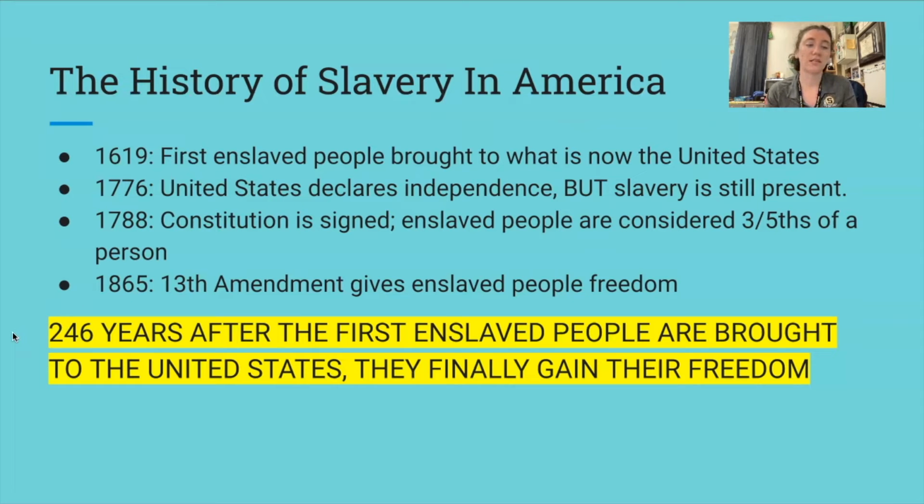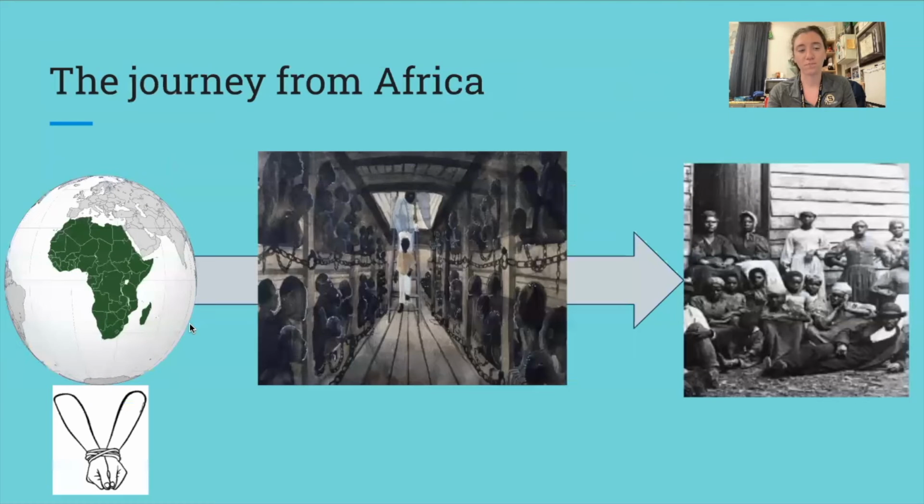So we have 246 years after the first enslaved people are brought to the United States. They finally gain their freedom, but yet they're still not fully free. So the journey from Africa: first of all, it's important to know that the continent of Africa is not one big country. It is made up of smaller countries, right? And many different countries. We see people being kidnapped and taken from their home and taken to these slave ships and taken across the ocean to what is now the United States.